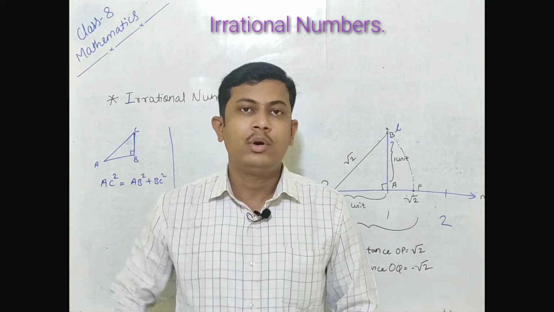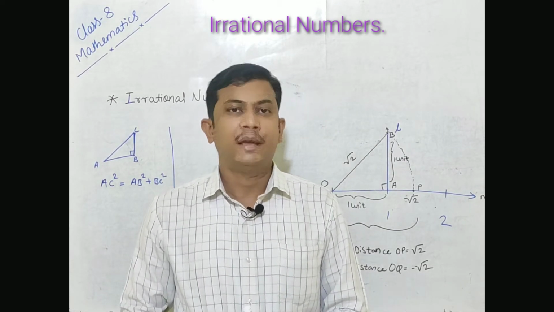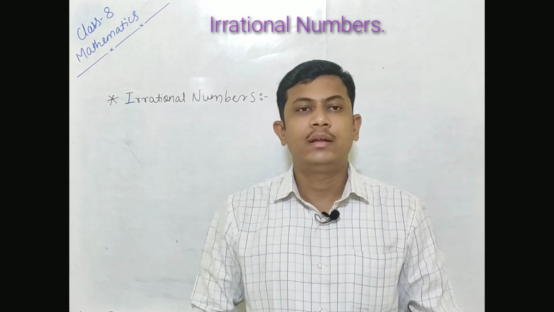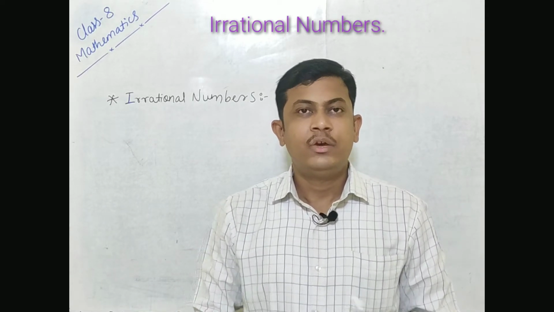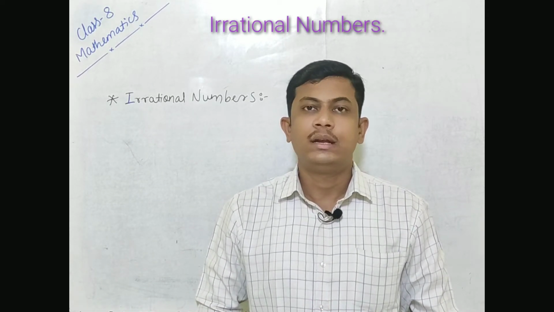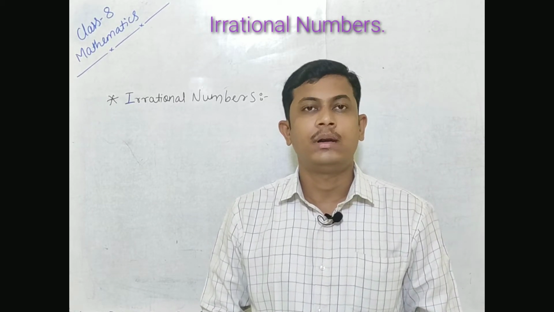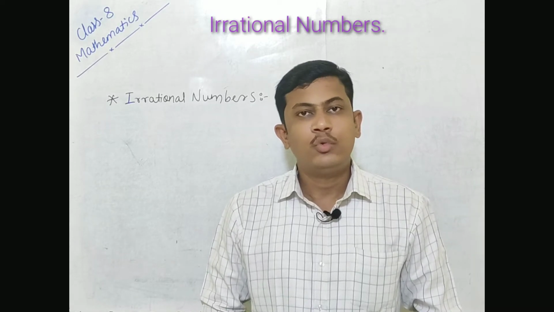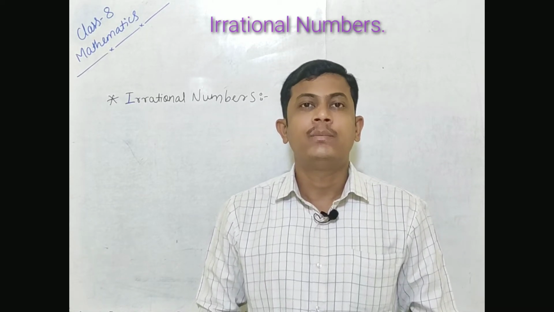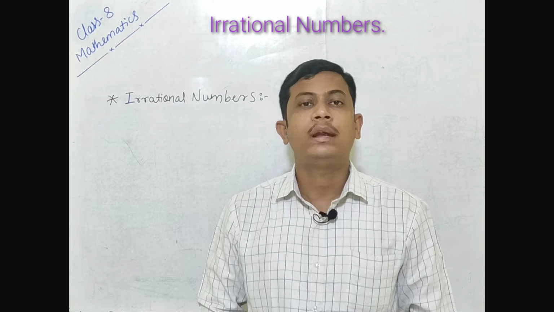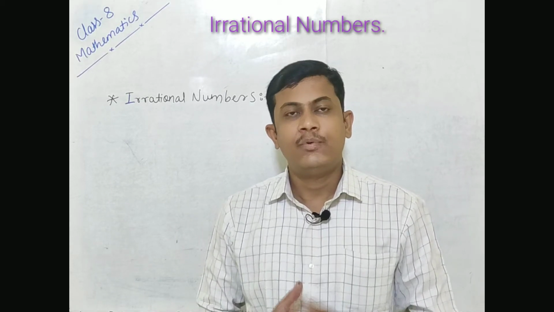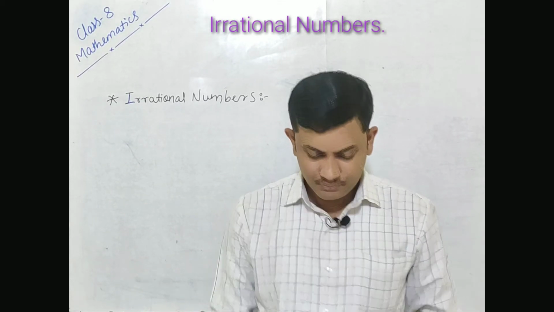Here root of 4 is what? Simply 2, which is a rational number. In class 8 we have to see only the introductory part of the irrational number. In class 9 we will see deeply the concept of the irrational number, that is to prove that root 2 is an irrational number by the actual proof or indirect proof, and the decimal form of the irrational number.